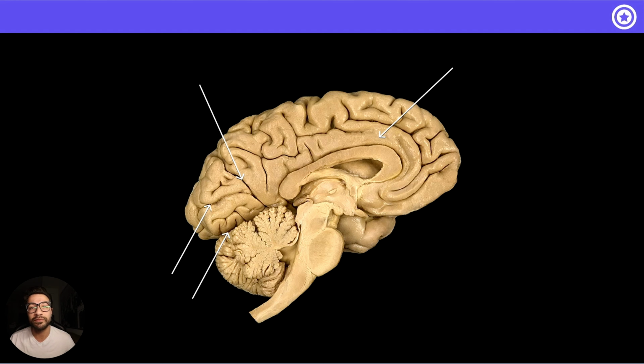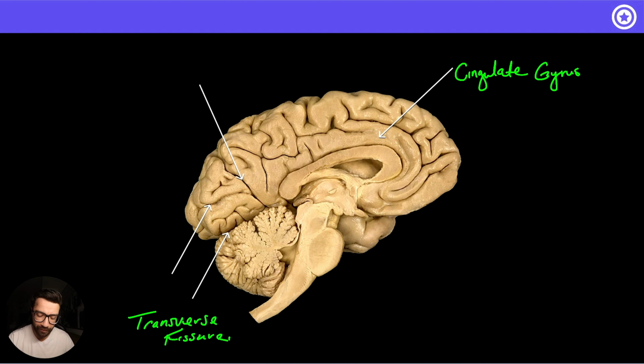Amazing. Now that we've identified all these, let's go in here and label our image. So again, we have our cingulate gyrus right here, directly above that corpus callosum. Next up, we have that transverse fissure right here between the cerebellar and cerebral cortex.